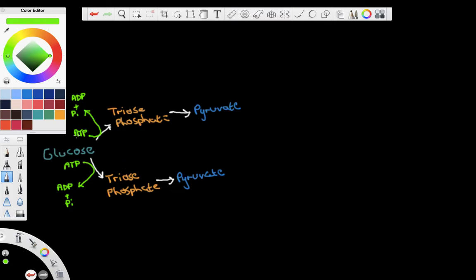So we've gone from investing these two ATPs to make triose phosphate, but when we turn triose phosphate into pyruvate, we're turning two ADP and two inorganic phosphates into two ATP. And we'll get the same happening up here. So we're going to have two ADP and two inorganic phosphates to form two ATP.